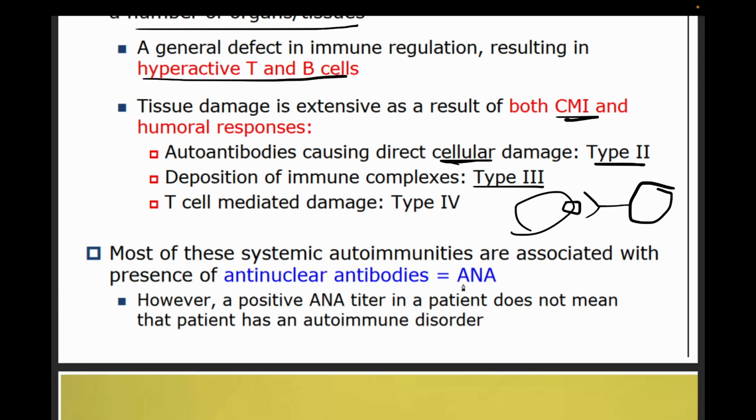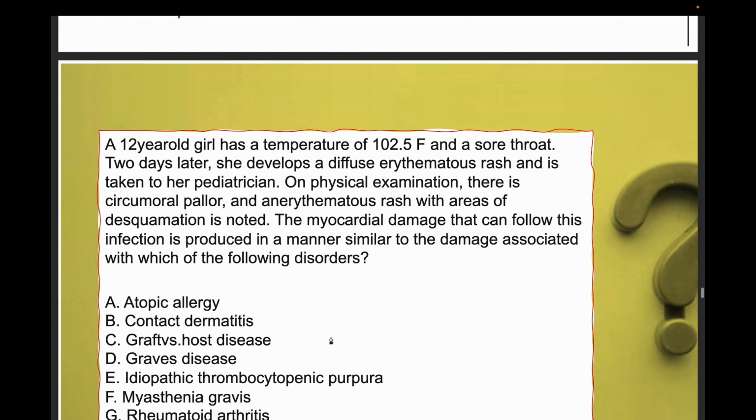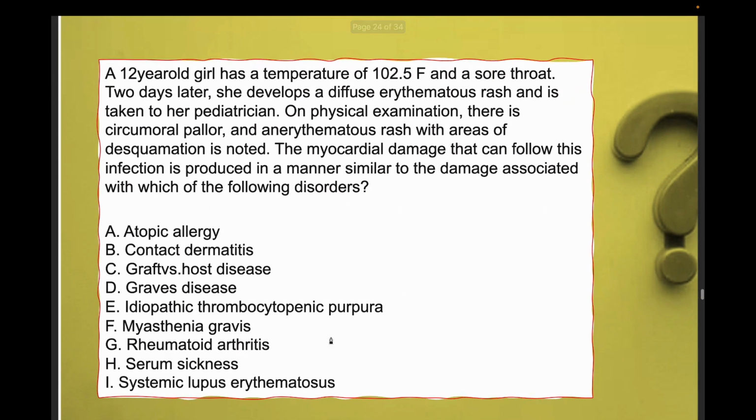This anti-nuclear antibody can be positive in rheumatoid arthritis, for example, or many autoimmune diseases. But a very important point is that a positive ANA does not mean that the patient has an autoimmune disorder. It's just an indicator. Okay? That is the idea.